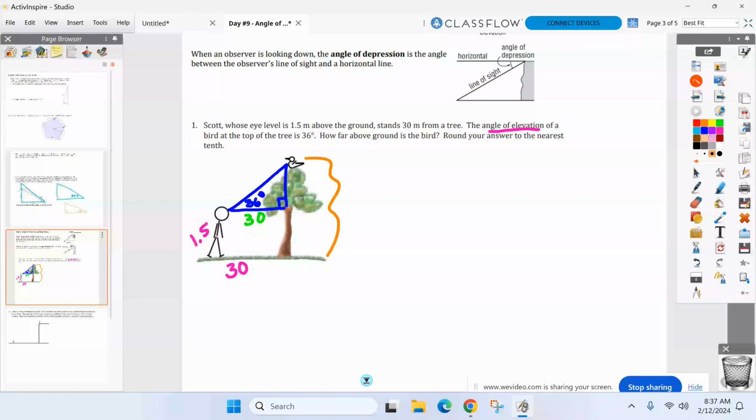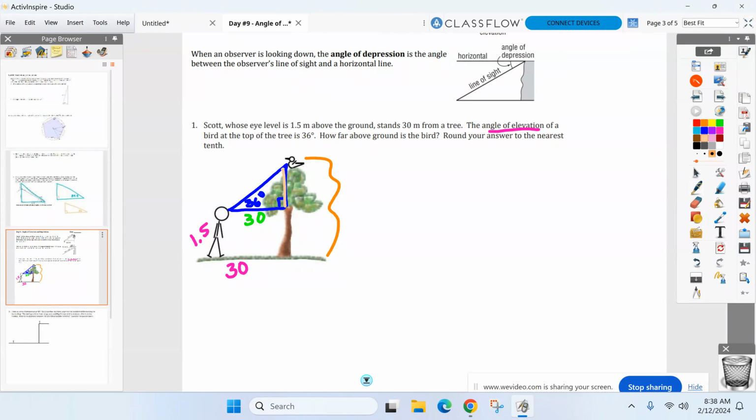Remember, he's 1.5 meters above the ground, too. Could we find a side length at all? The opposite side. Yep, we could find this. Let's find this side. It's not going to get us our answer, but what do you want me to do at the end? Add. Okay, we got a plan. Everyone go with our plan? Find the opposite side, add 1.5 to it. We got our distance.